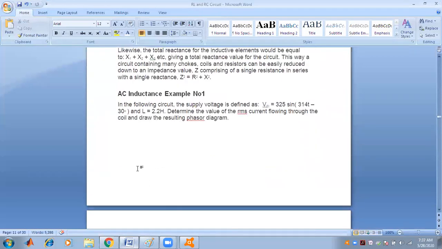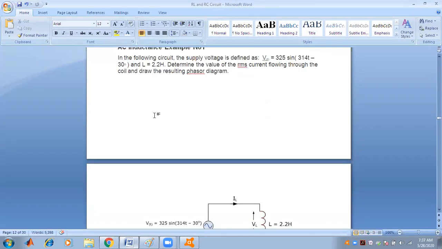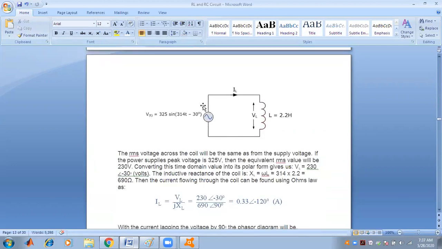So let us take an example in order to visualize the AC inductance. Given that in the following circuit, the supply voltage is defined as Vt equals 325 sin(omega t minus 30 degrees). This omega means 2 pi f. L equals 2.2 Henry. Determine the value of the RMS current flowing through the coil and draw the resulting phasor diagram. The RMS voltage across the coil will be the same as the supply voltage. If the power supply's peak value is 325, then the equivalent RMS value will be 230 volts.